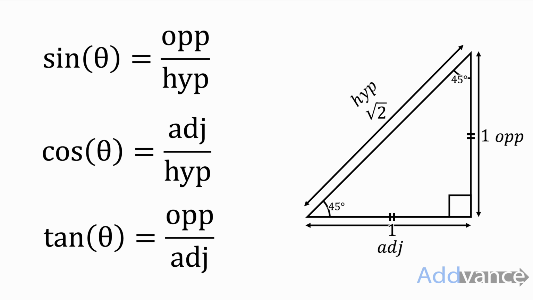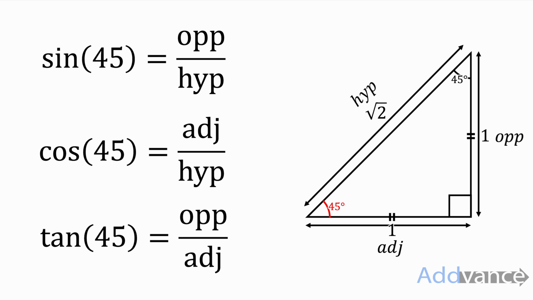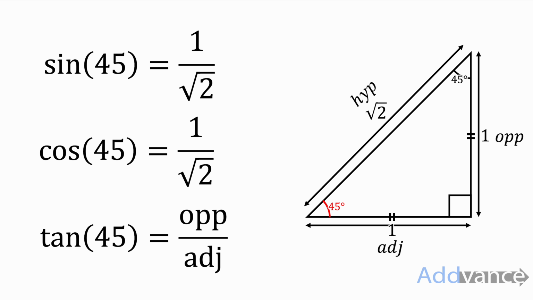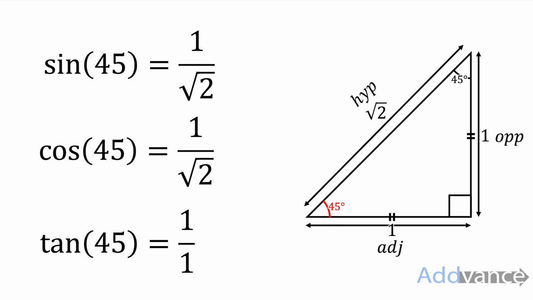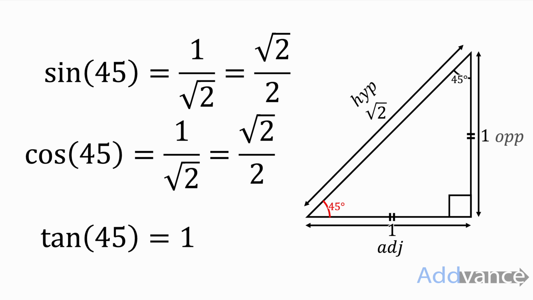So now we can do sin, cos and tan of 45 degrees. And when we do opposite over hyp, that's 1 divided by root 2. Cos of 45 is still 1 over root 2 as well. And tan of 45 is 1 over 1. Opposite over adjacent, 1 over 1, which is just 1. 1 over root 2 can be written as root 2 over 2 if you rationalise the denominator. And we get this. We know what sine of 45 is, cos of 45 and tan of 45 by considering this triangle here.